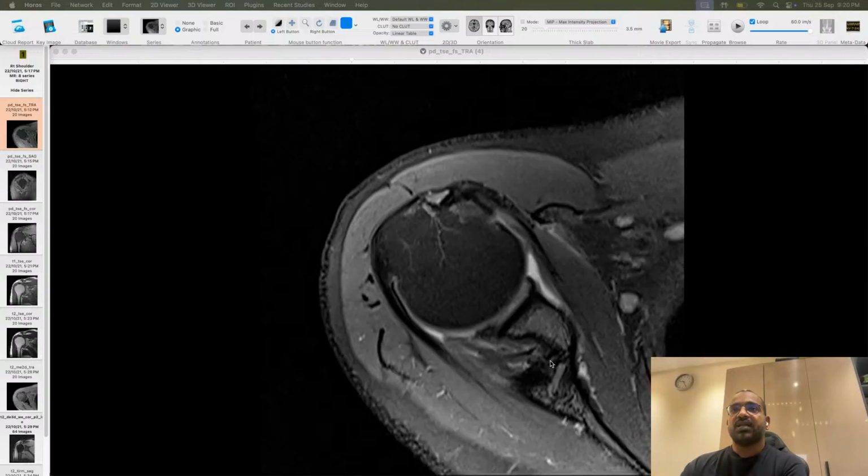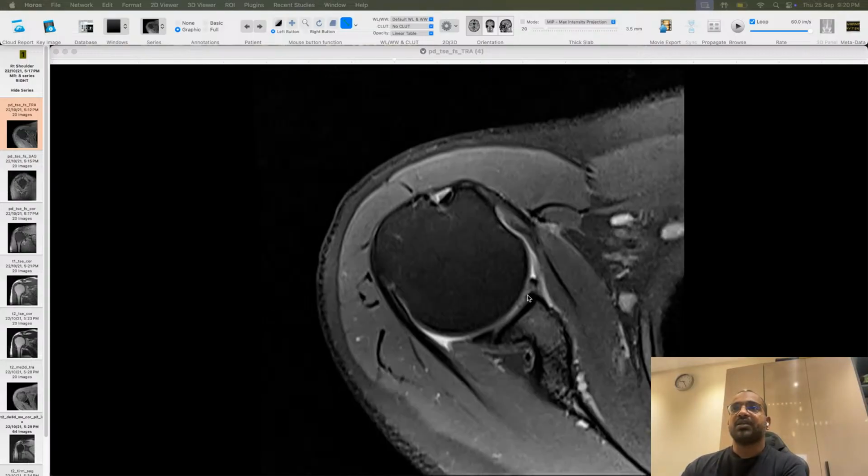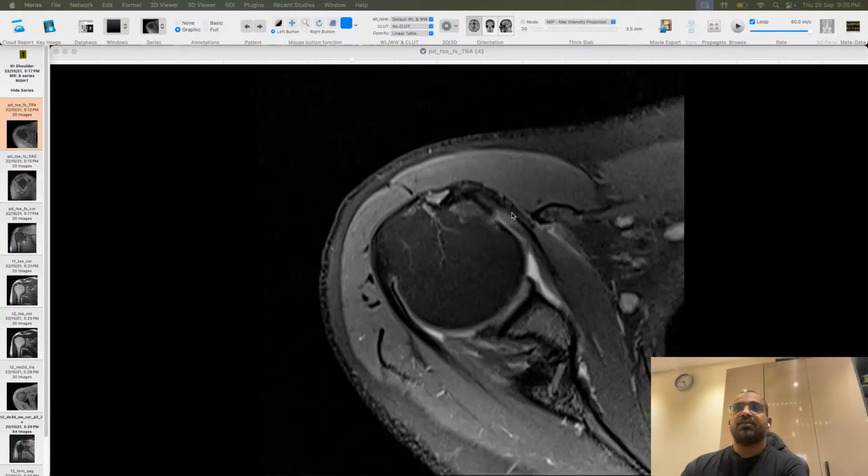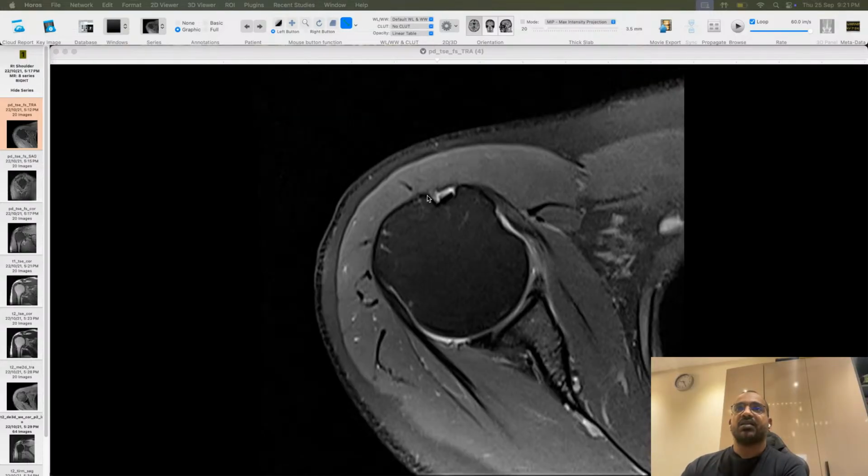The labrum looks relatively good for the age. It is 60 years. Then we have again the long head of biceps tendon in the bicipital groove. This is the lesser tuberosity, and this is the greater tuberosity.